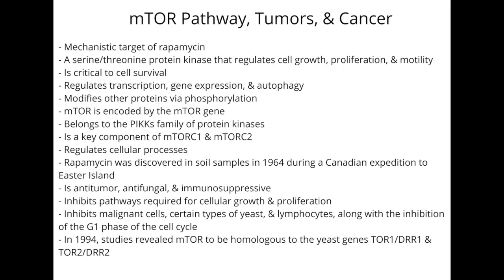Rapamycin was found to inhibit a broad range of cells, including malignant cells, certain species of yeast, and lymphocytes, along with the inhibition of the G1 phase of the cell cycle. In 1994, studies revealed mTOR to be homologous to the yeast genes TOR1/DRR1 and TOR2/DRR2.